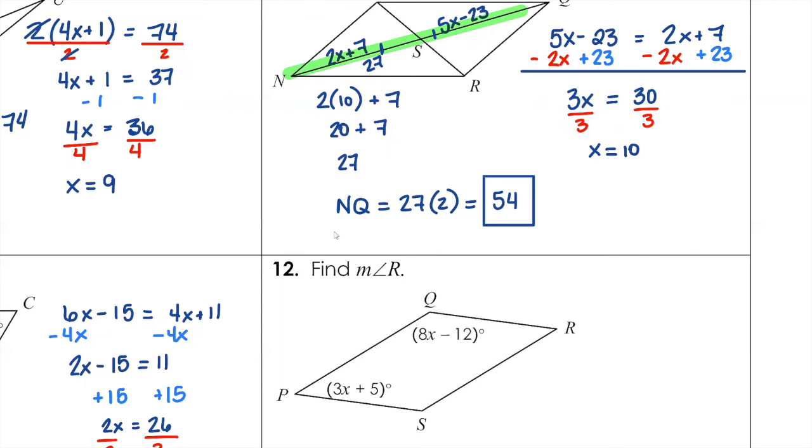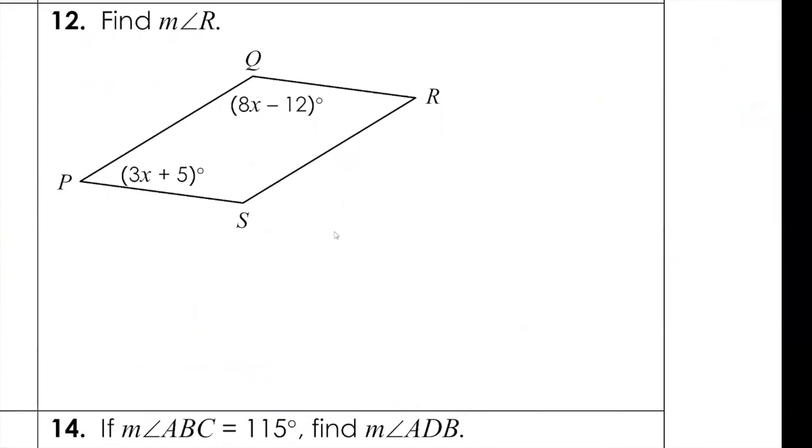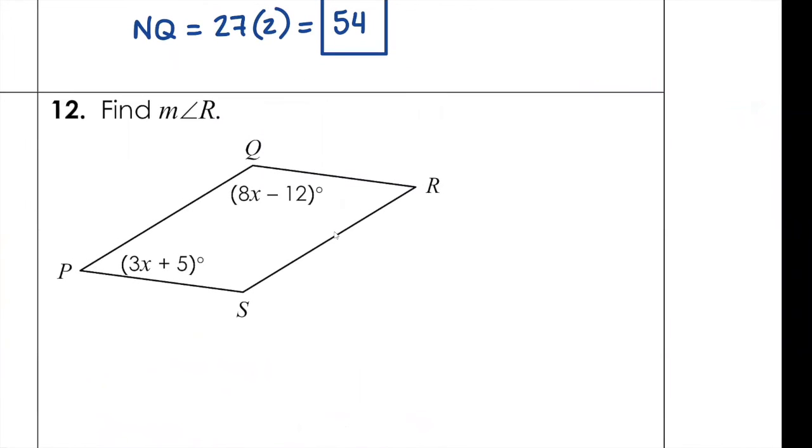But the algebraic equations don't just apply to sides or diagonals. We can also use them to help us solve for angles. Find the measure of R. They gave us Q and P. What do we know is true about consecutive angles in a parallelogram? They are supplementary, which means what?